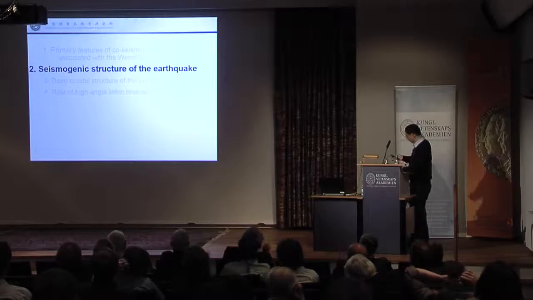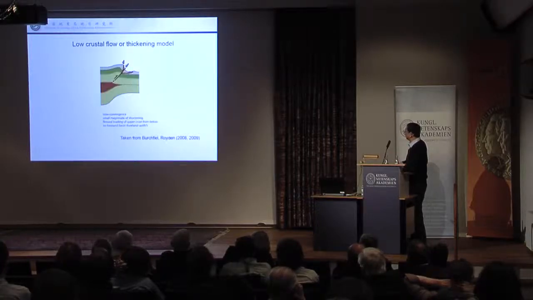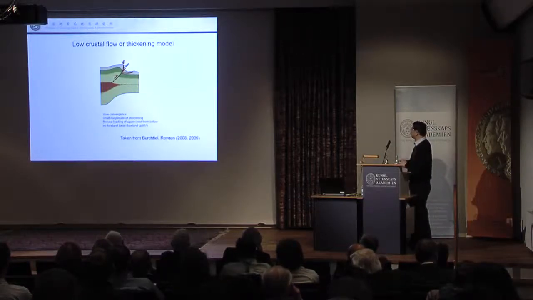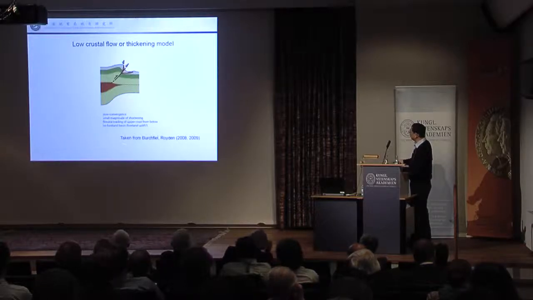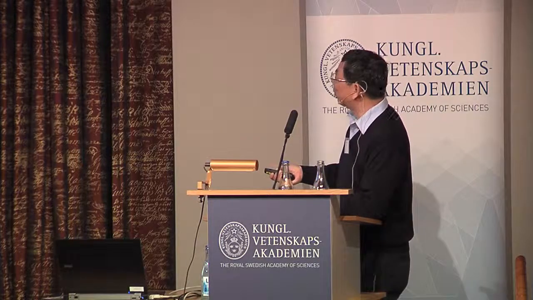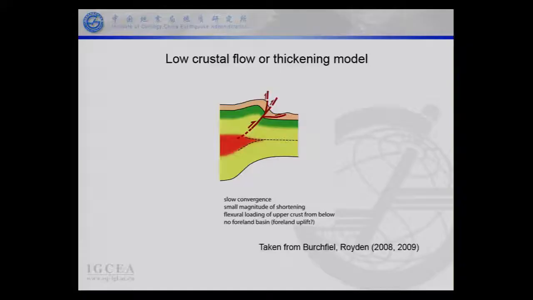So the second part of my presentation is the seismogenic structure of the earthquake. After the earthquake, many models have been proposed to account for the seismogenic structures, and this is taken from either Clark or Wiki. I don't remember. Maybe from Wiki. They think this is a lower crust flow, because of a downward thickening of the crust, and also from the upward force, to uplift the Longmen Shan and to create this high angle reverse fault.